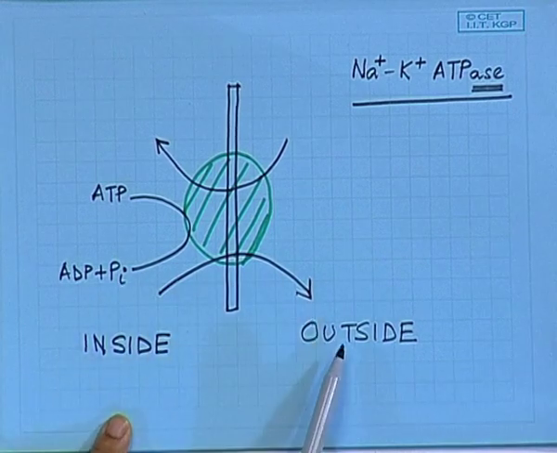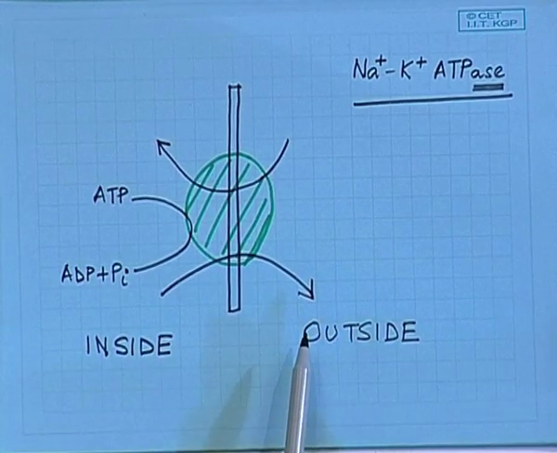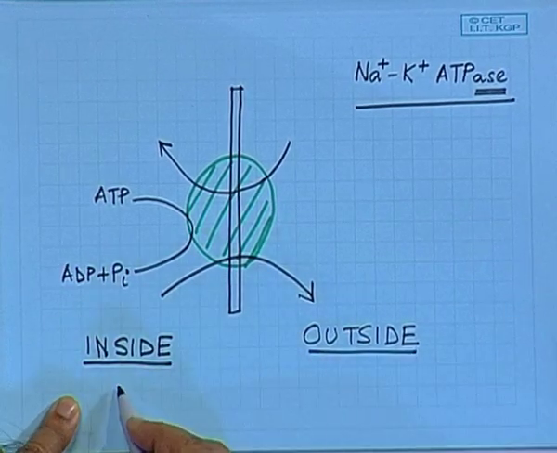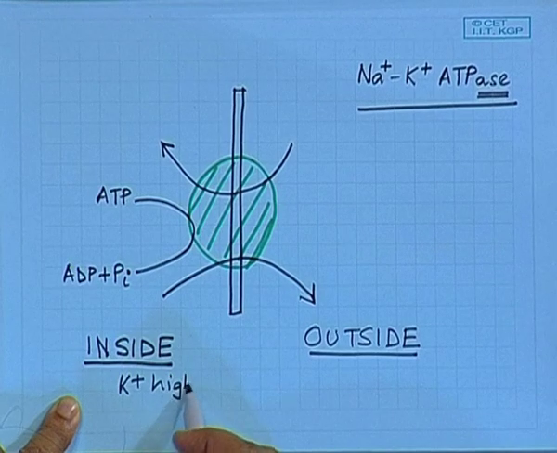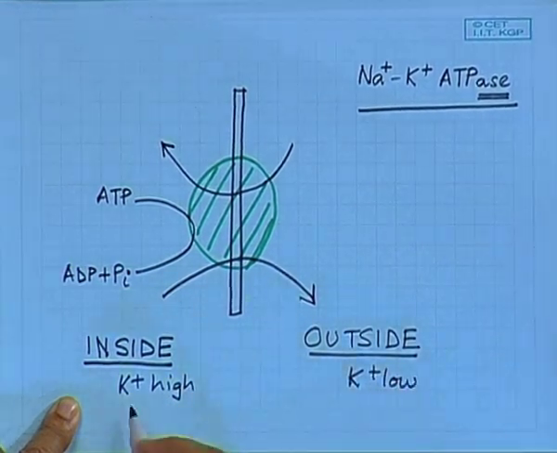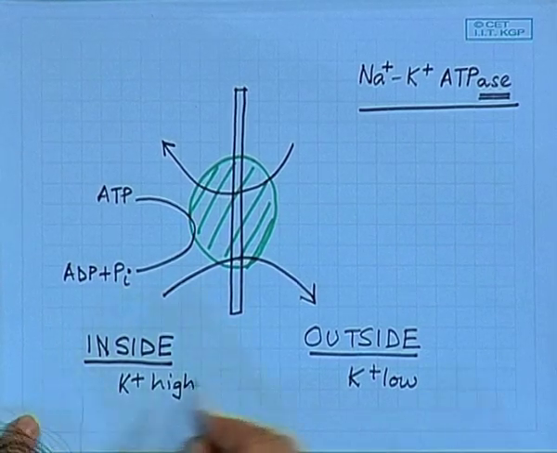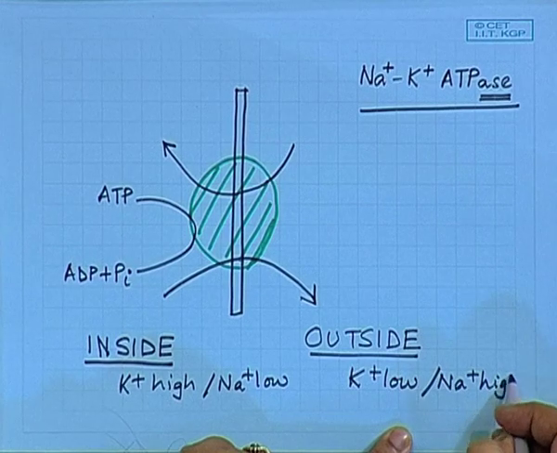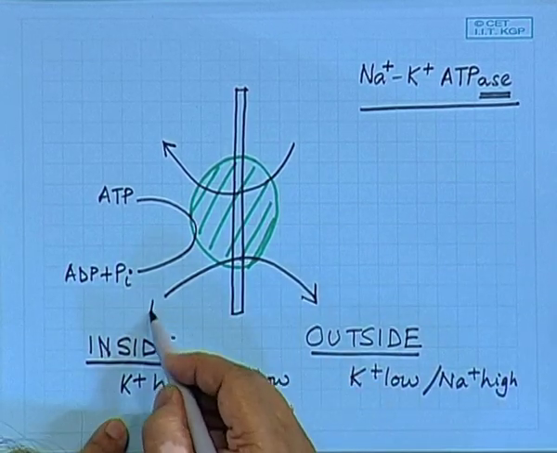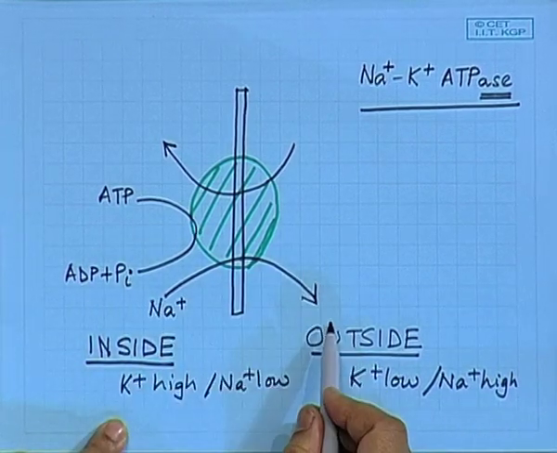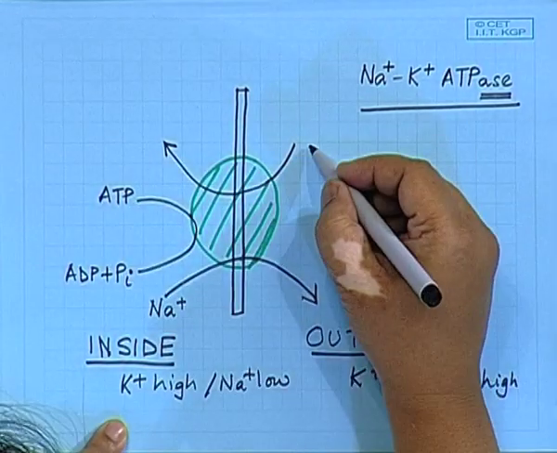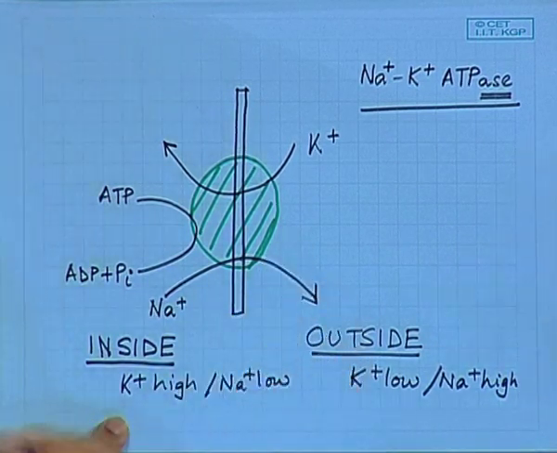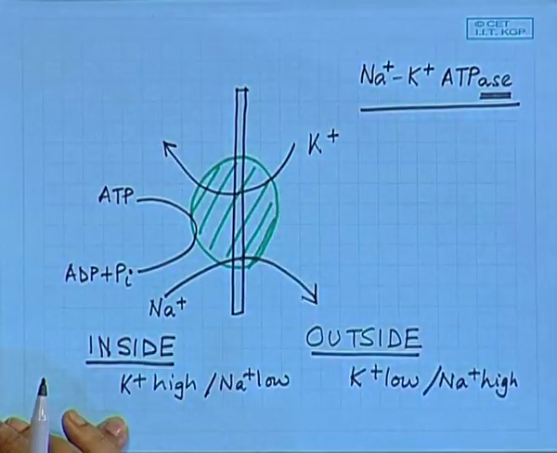Now, what has to go from the inside to the outside? Which ion has to go from the inside to the outside? What do I have higher inside, sodium or potassium? Potassium is high inside and potassium is low outside, and the opposite for sodium. So, Na plus is low inside and Na plus is high outside. So, whatever is going out is Na plus from the inside to the outside, and what is coming in is K plus.